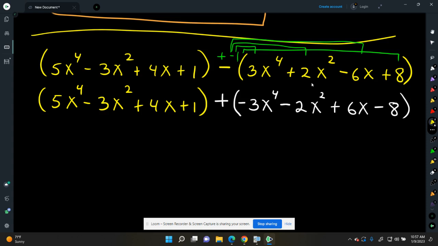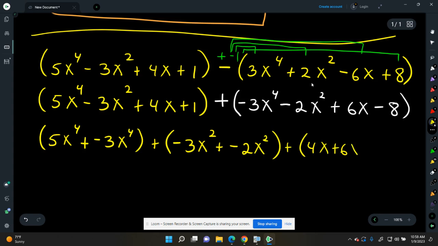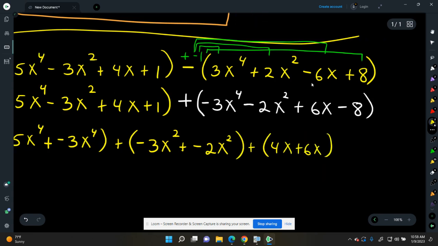Okay, now let's group together our like terms. So we have 5x to the fourth plus negative 3x to the fourth, plus negative 3x squared plus negative 2x squared, plus 4x plus 6x, plus 1 plus negative 8.